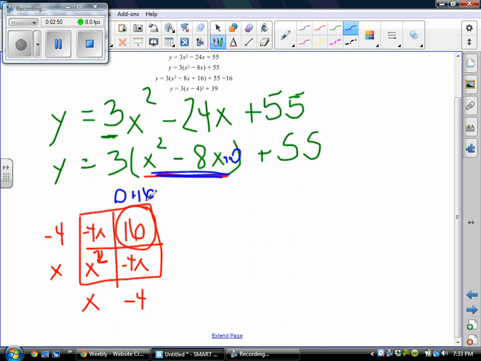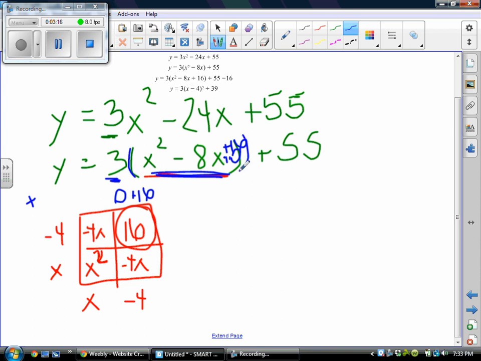Okay? But remember, if I do something on one side, I need to do that on the other side. So I'm really adding 16 into here. I had 0, I need to make it a perfect square. Now I have a perfect square. And on the right side, this is the question: do I just add 16, or do I add 3 times 16, since that 3 is on the outside of the parentheses?